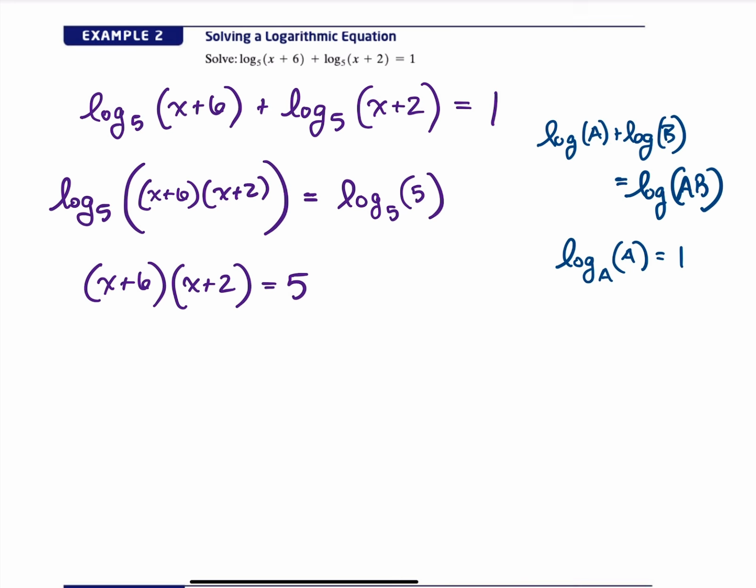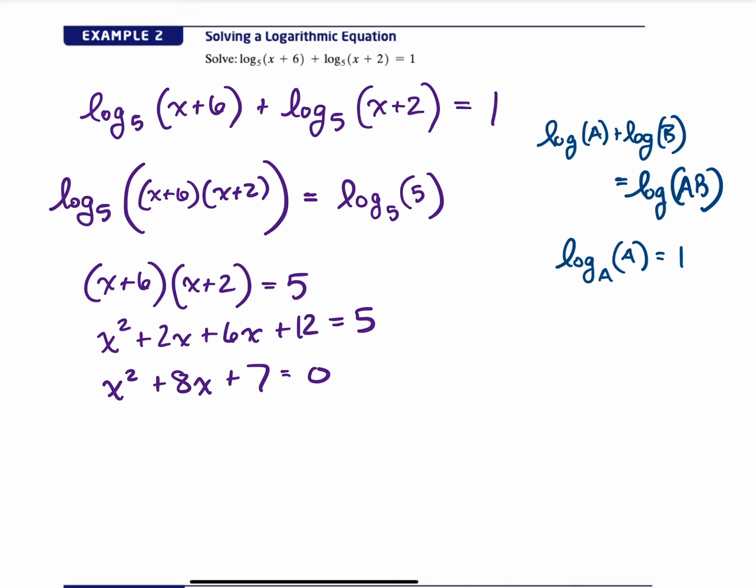We have what looks like an old school quadratic problem. So let's multiply this out. We need to get this all equal to 0. So I'll FOIL it out. That would be what? X squared plus 2x plus 6x plus 12 equals 5. So x squared plus 8x, and I'll subtract the 5 over, so 12 minus 5 is 7, equals 0.